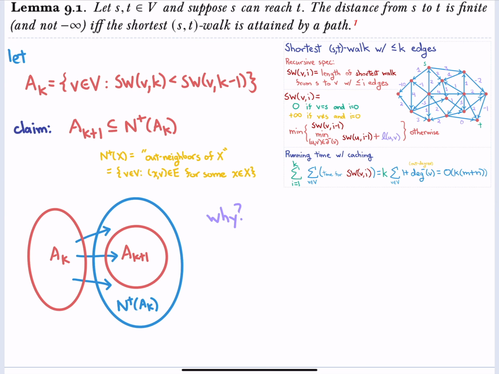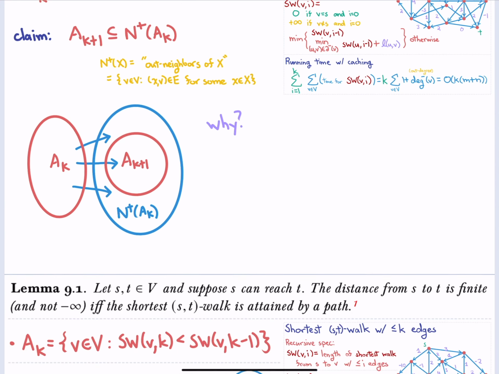Okay? So if I'm looking at A sub n, and I look at all the neighbors of A sub n, where I start in A sub n and take an edge outwards, that's an out neighbor. I know that A sub n plus 1 is a subset of these out neighbors. Capital N to the plus is a standard notation for the out neighborhood of a set of vertices. So N plus of A sub k means all of the vertices that I can reach by starting in A sub k and taking one edge. Okay, so it looks like this kind of picture. I can't really get to A sub n plus 1 except through A sub n, so to speak.